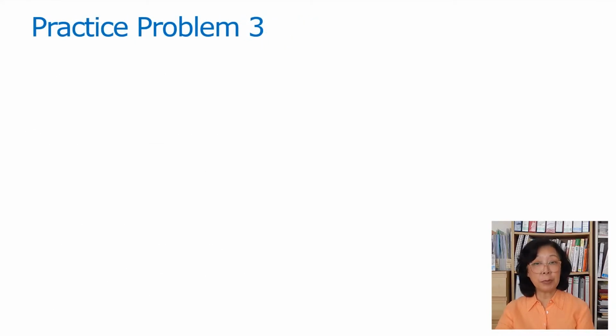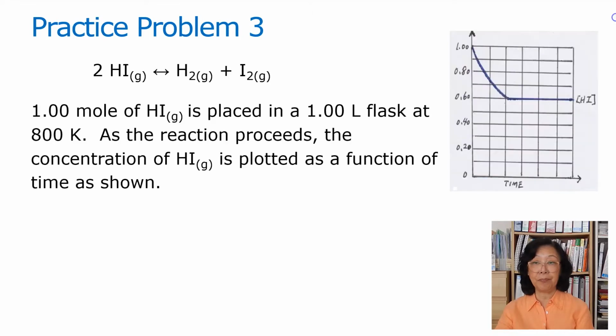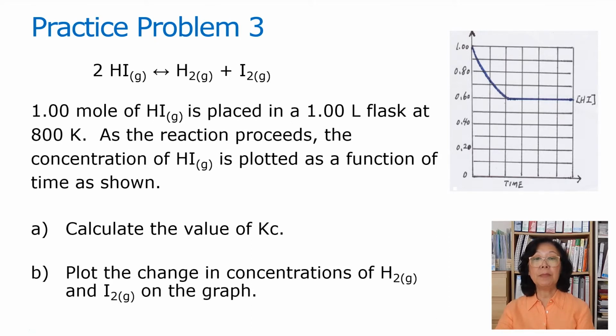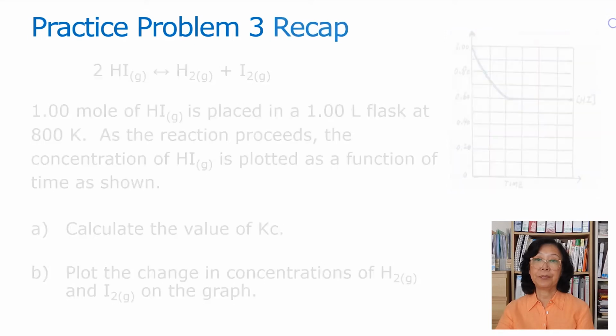For practice problem number 3, 2 moles of hydrogen iodide decompose to form hydrogen and iodine gas. Here's a diagram showing initially we have 1 mole per liter, and it eventually becomes constant at 0.6 mole per liter. This is in a 1 liter flask at 800 K. Calculate the value of Kc, and plot the change in the concentration of hydrogen and iodine on the graph.